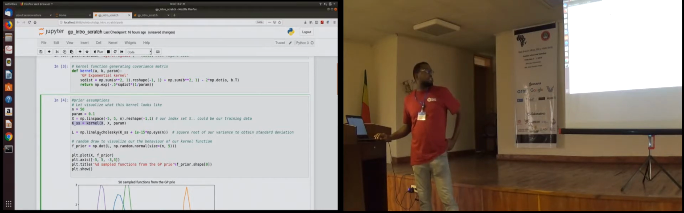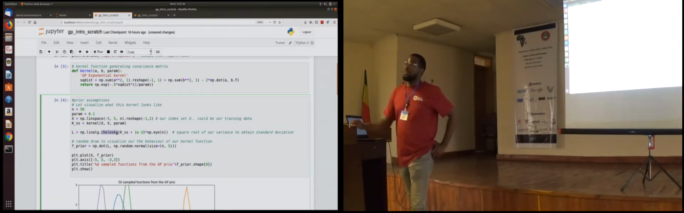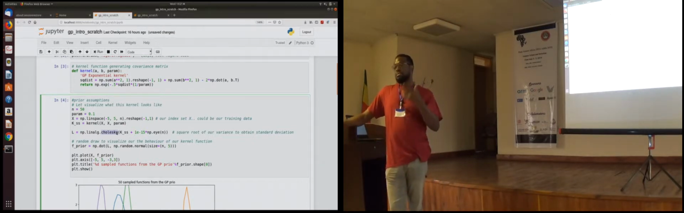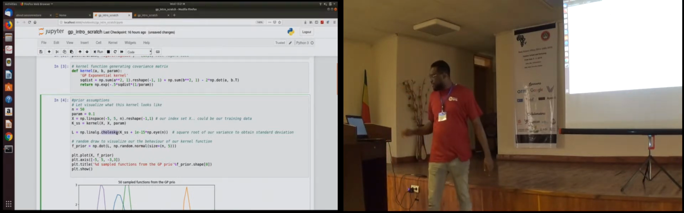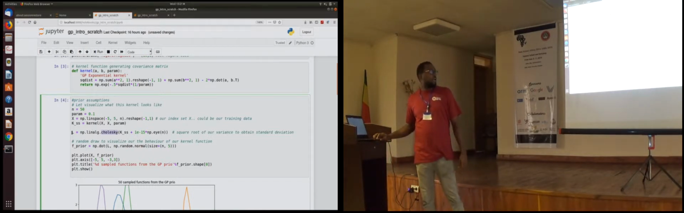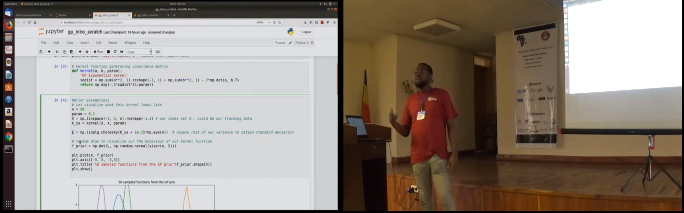And there's this function called the Cholesky decomposition in linear algebra. Basically, what it does is take the square root of the variance, which is in this case in matrix form. So this gives me L, which is my standard deviation.